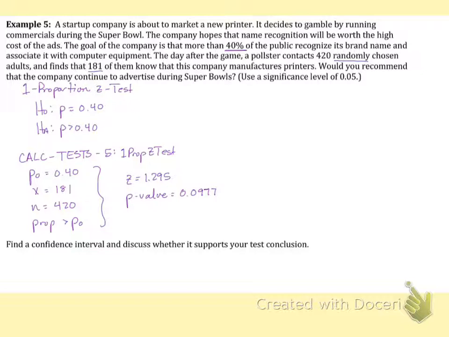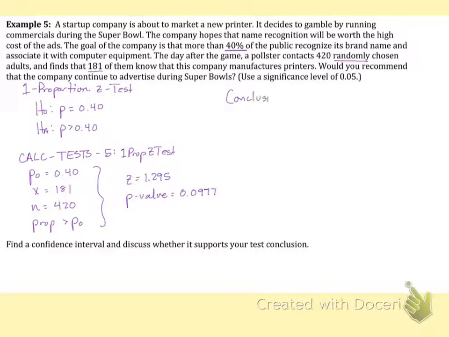is true. So given that the population proportion is 40%, there's about a 9.7% chance that we're going to observe this sample. That's a pretty high p-value, and notice that the z-score is also not that unusual. So our conclusion should be that we're going to fail to reject this null hypothesis.